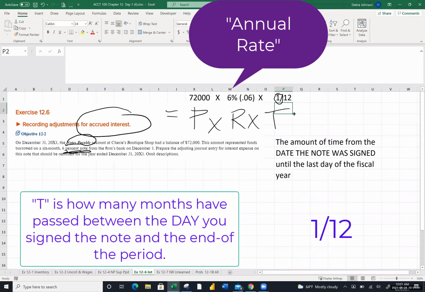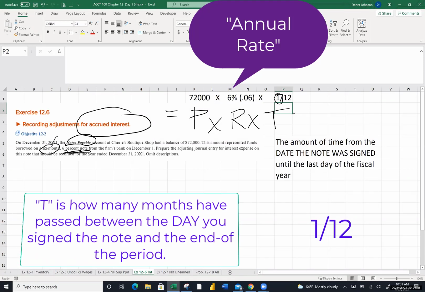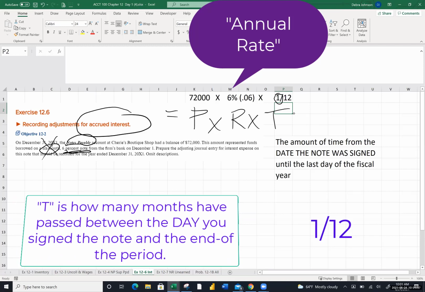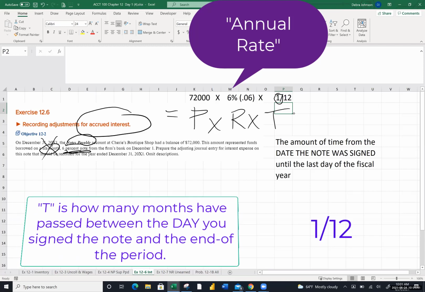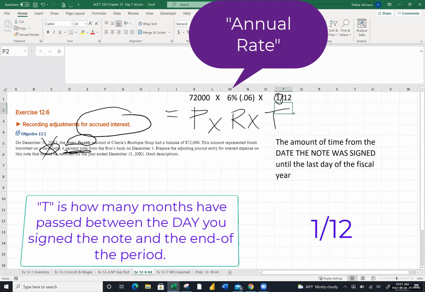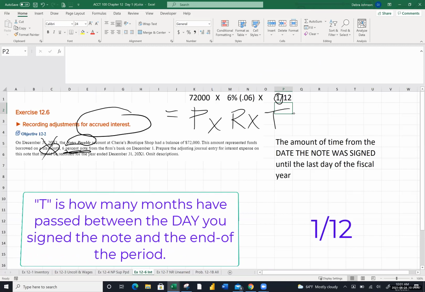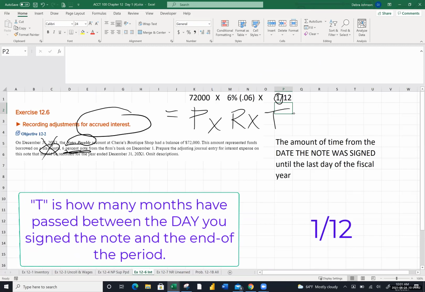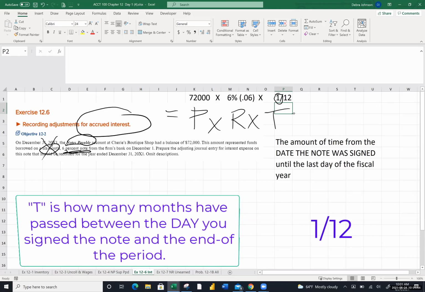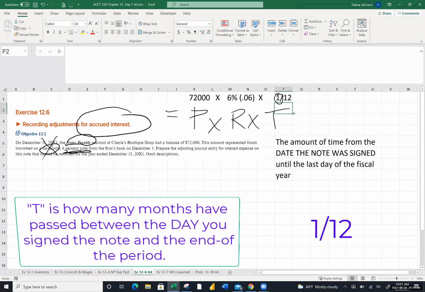The 6 does not go in. The 6 month here is not what we use. The number 6 for the 6 months is not used anywhere in this equation. It just means that when you pay this note off, you're going to be paying 6 months down the line. But it doesn't affect this calculation because 1 month's worth of interest is what we need to accrue.